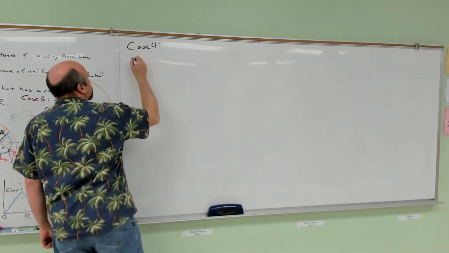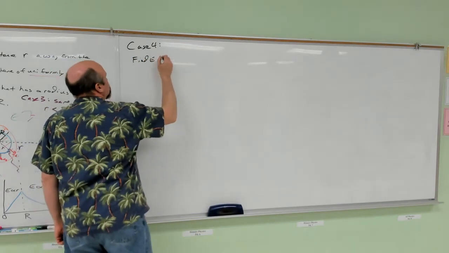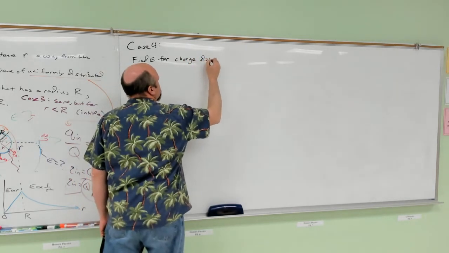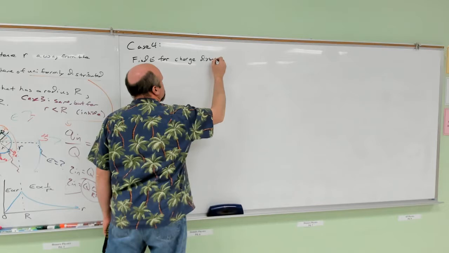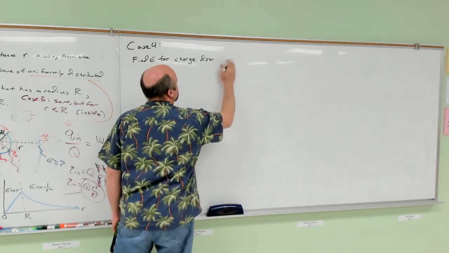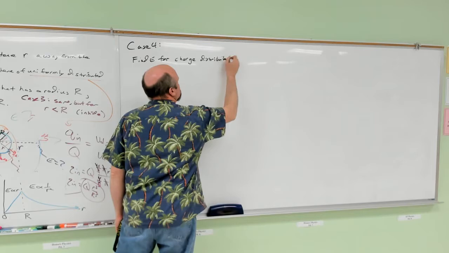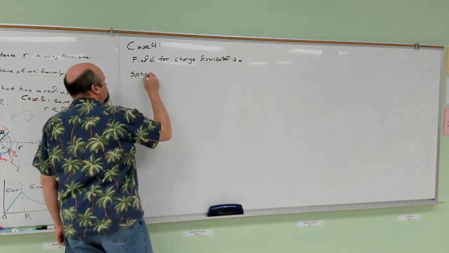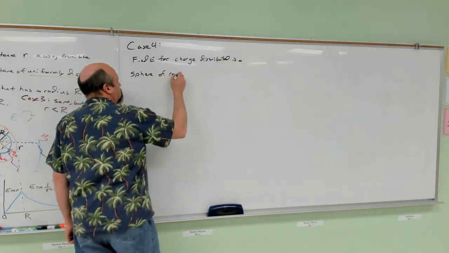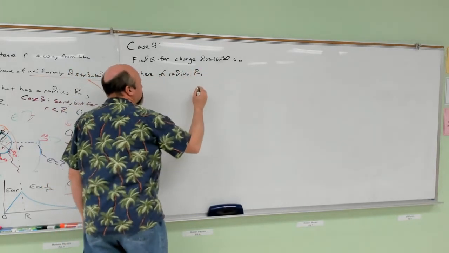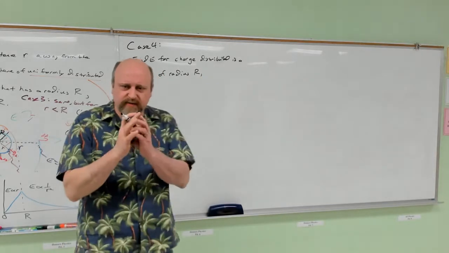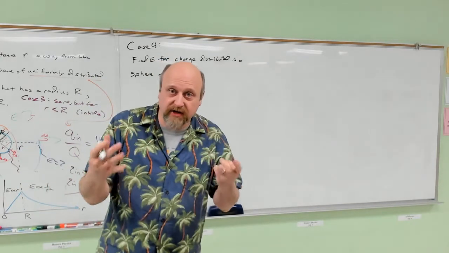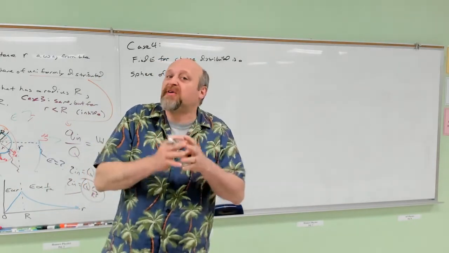So again, we're going to find E for charge distributed in a sphere of radius big R. Right now, I don't want the charge to be spread evenly. I'm going to instead describe how densely packed the charge is. I'm going to talk about my charge per volume.